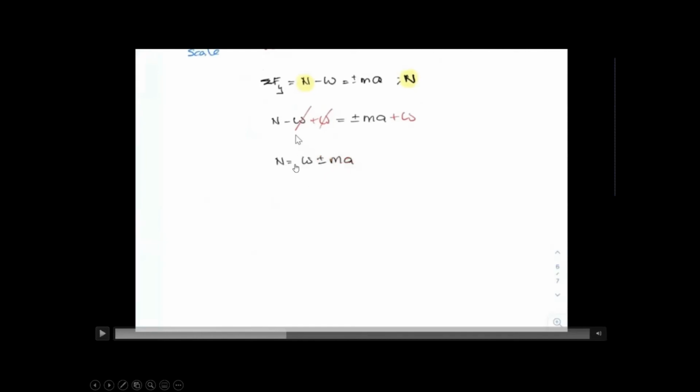So if the acceleration is up, mass times the acceleration is going to be added to your weight, so you will weigh more. If the acceleration is down, mass times the acceleration is going to get subtracted from your weight. As a result, you will weigh less. All right, so that's what we have.